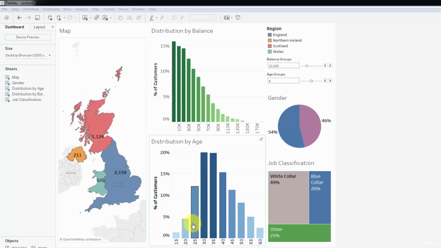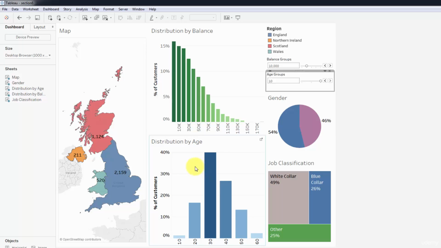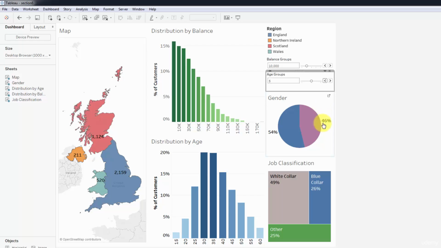Next, the distribution by age is also quite interesting. Here you can see that most of our customers are in their 30s, so early 30s and late 30s, and together that's 40%. So if I change this to age groups by 10 years, you'll see that 40% of our customers are in their 30s. And now if we go back, here you can see the gender breakdown, so a bit more males than females, but not that much of a difference. And job classification, mostly white collar, so nearly half, and then a quarter each for blue collar and other.